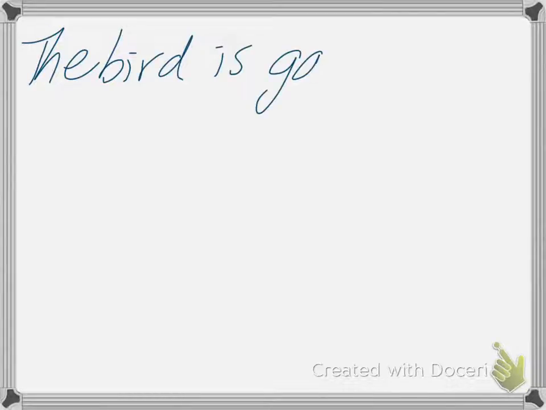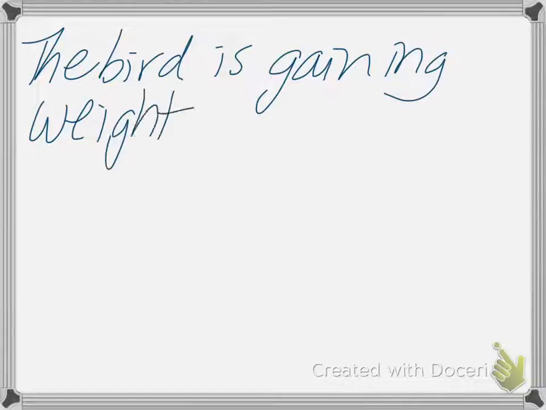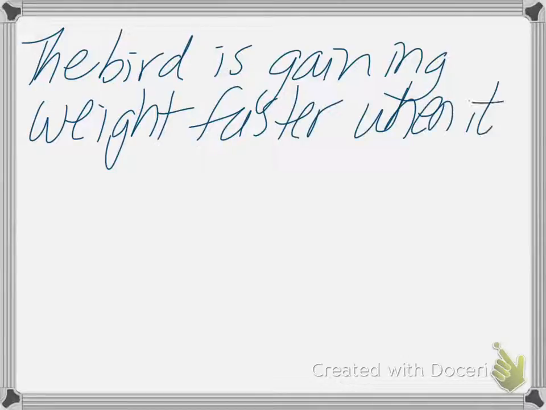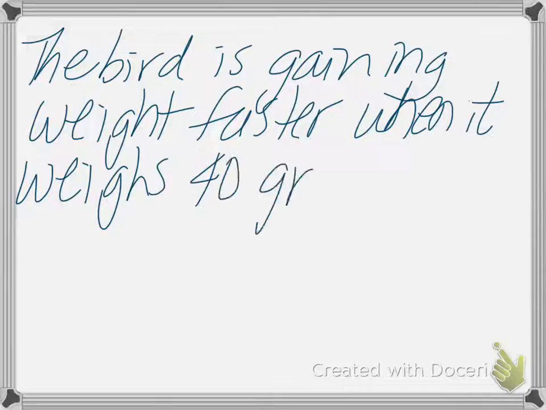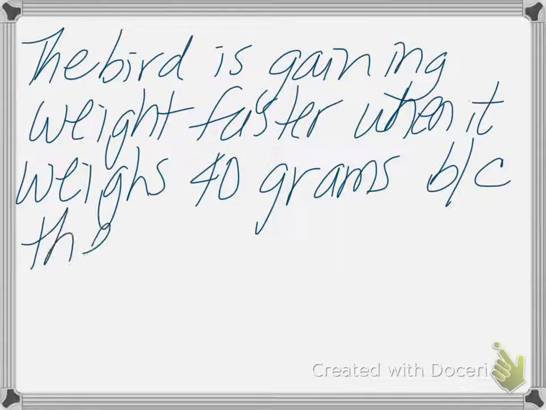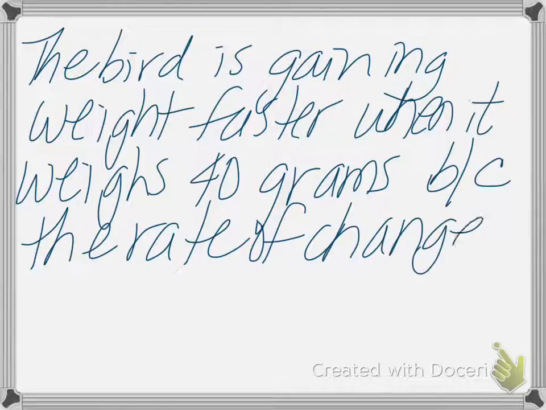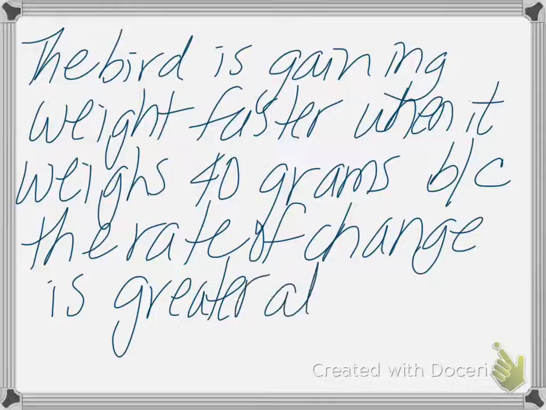So your answer is going to be the bird is gaining weight faster when it weighs 40 grams because the rate of change is greater at 40. So that's part A.